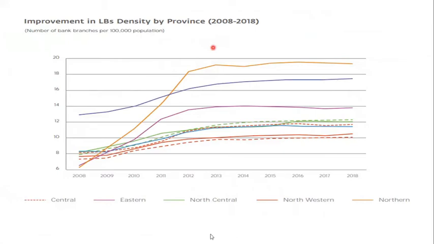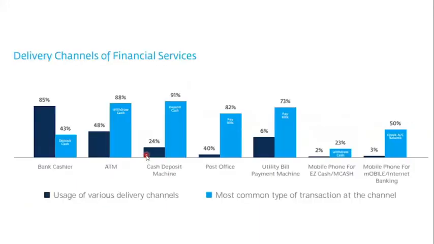In this slide, it shows improvement in licensed banks density by province. Across all provinces, there's an increase since 2008 to 2012. However, 2012 onwards, banking branches density has been sustained at the same point in general. This demonstrates delivery channels of financial services, mostly bank cashier counters, ATMs, check deposit machines, and utility bill payment machines are being used.